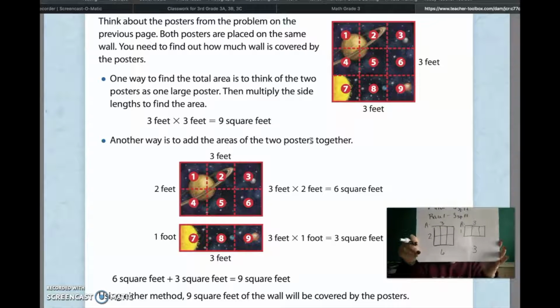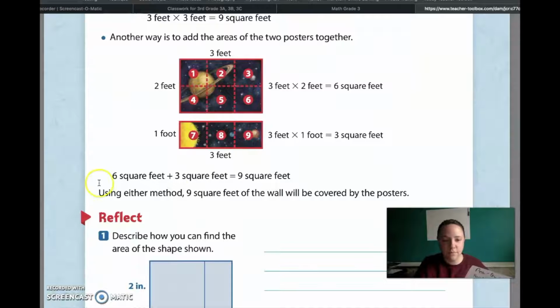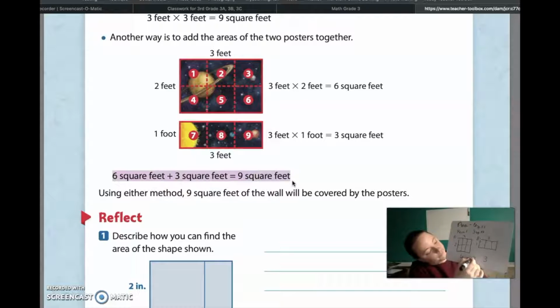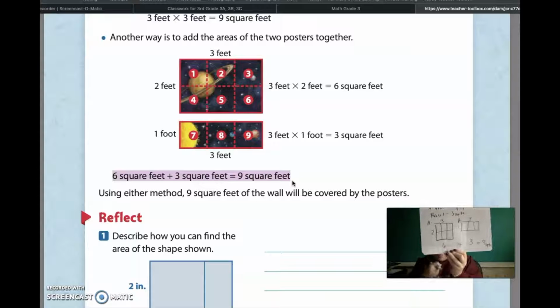Now, what do we do with the 6 and the 3 to find out our total area? Well, let's look at our sheet. 6 square feet plus 3 square feet equals 9 square feet. Just like that. Now that that problem is done, let's look further.